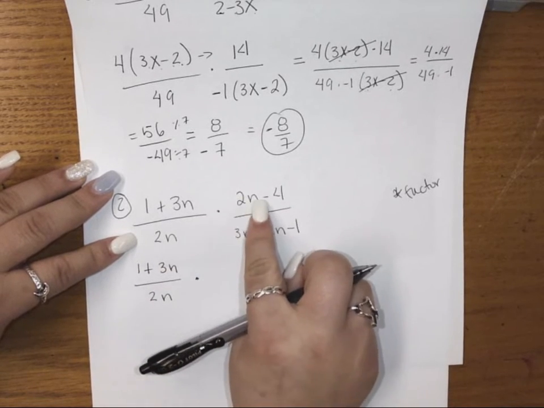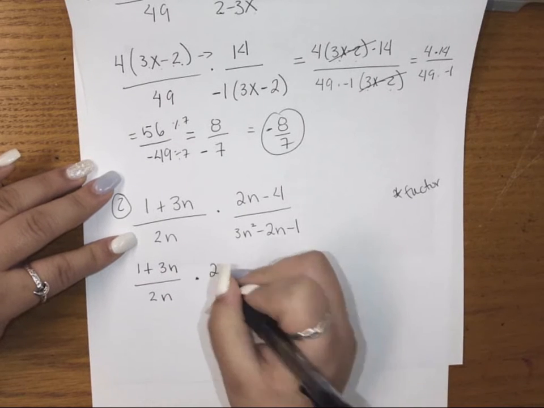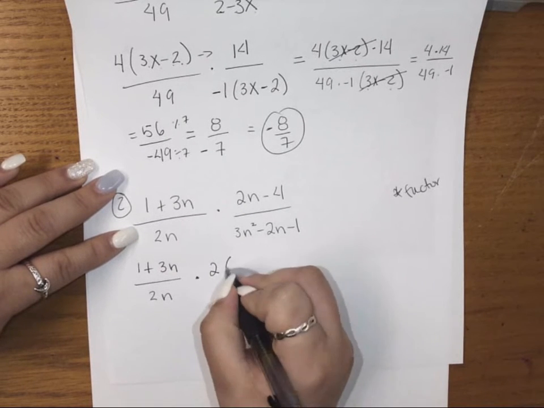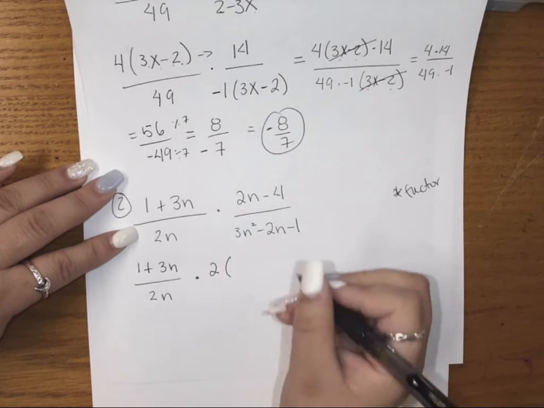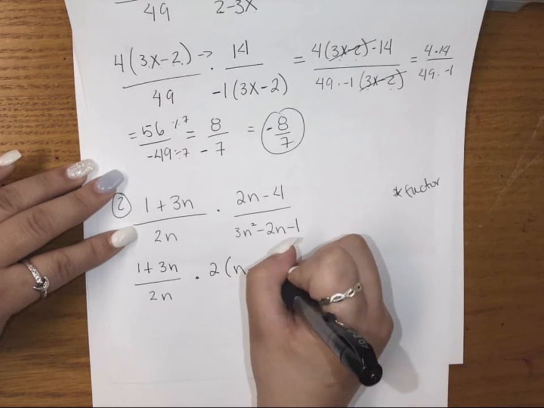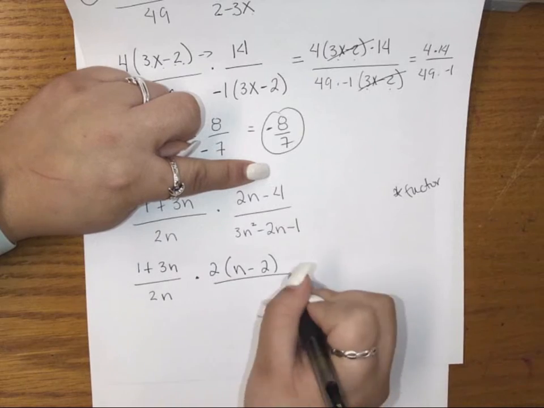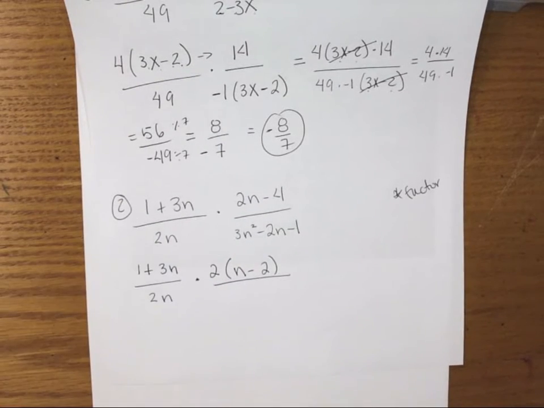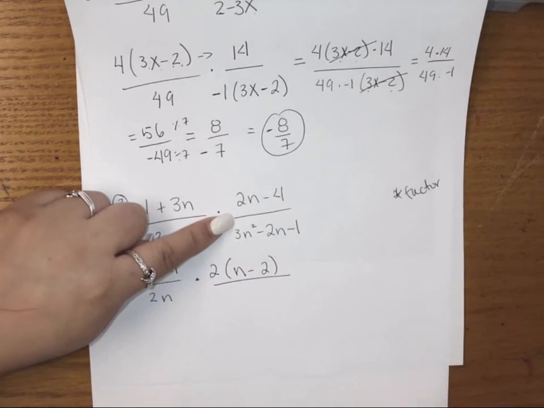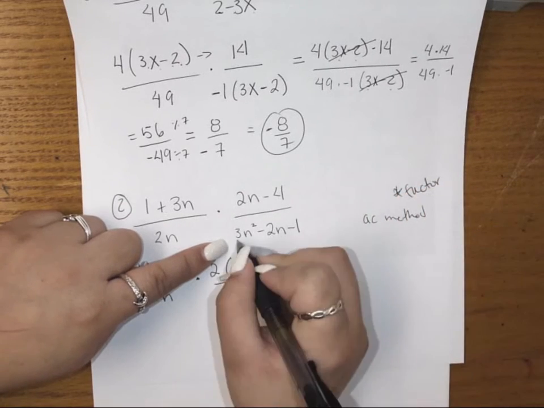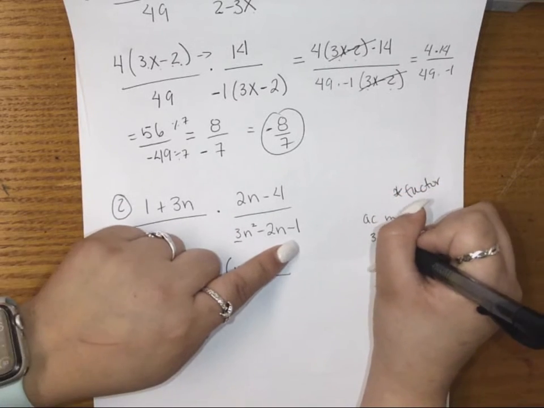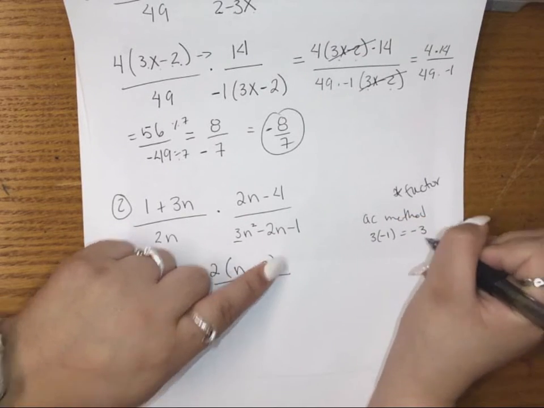Now here we have a 2 in common. 2 is the greatest common factor, so we can factor out 2. And we factor out 2, we're left with n minus 2. Look at the bottom. The bottom, we have to apply AC method. So our A is 3 times our C is -1. We end up with -3.